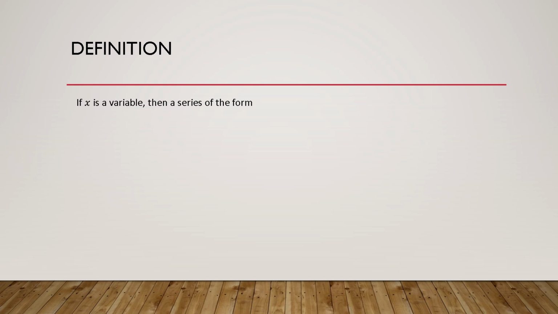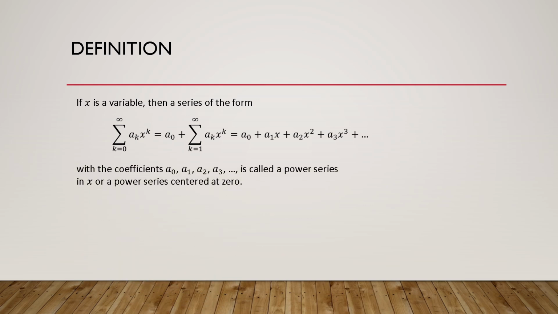If x is a variable, then a series of the form the sum from k equals 0 to infinity of a sub k times x to the k equals a sub 0 plus the sum from k equals 1 to infinity of a sub k times x to the k equals a sub 0 plus a sub 1 times x plus a sub 2 times x squared plus a sub 3 times x to the third, and so on, with the coefficients a sub 0, a sub 1, a sub 2, a sub 3, and so on, is called a power series in x, or a power series centered at 0.